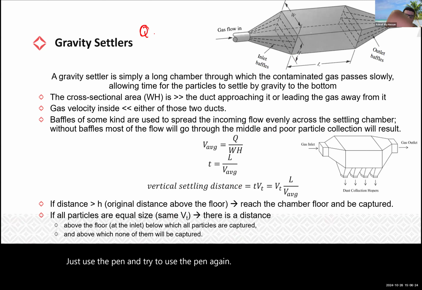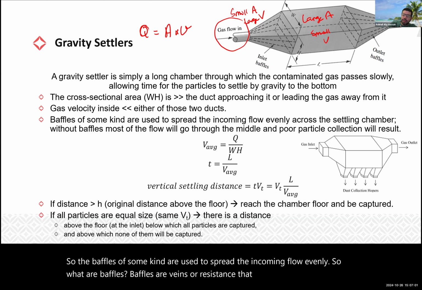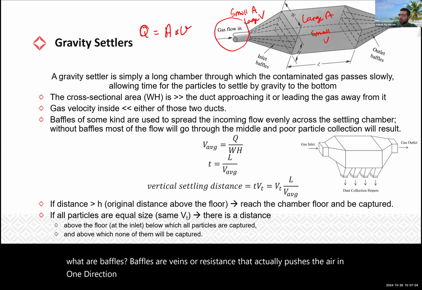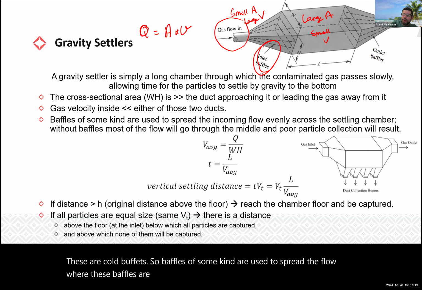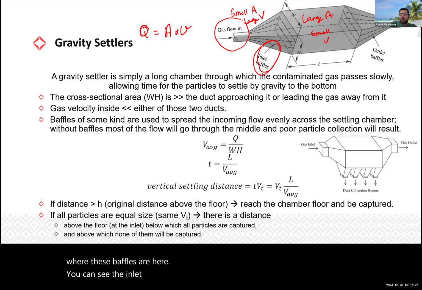So baffles of some kind are used to spread the incoming flow evenly. What are baffles? Baffles are vanes or resistance that push the air in one direction, similar to what you have on your fan or your AC, the things that switch the direction of the flow. These are called baffles. See the inlet baffles spreading the incoming flow so that you can use the entire area. The flow is not just concentrated in the middle section.